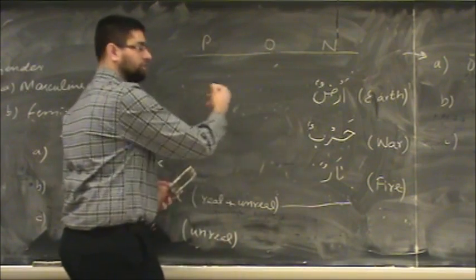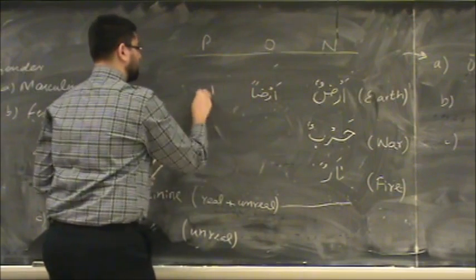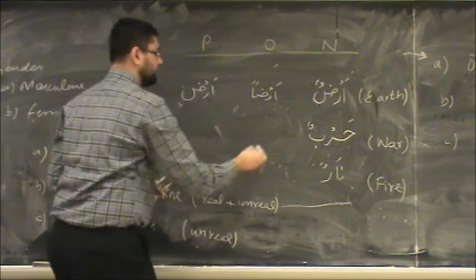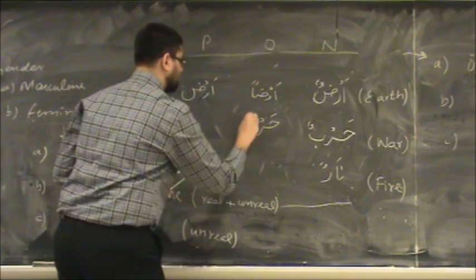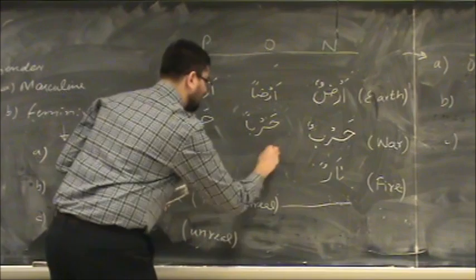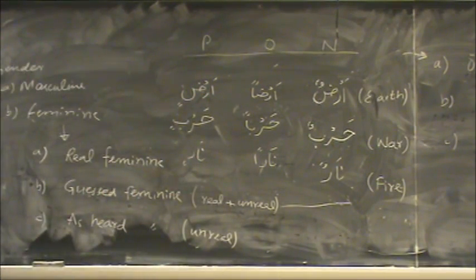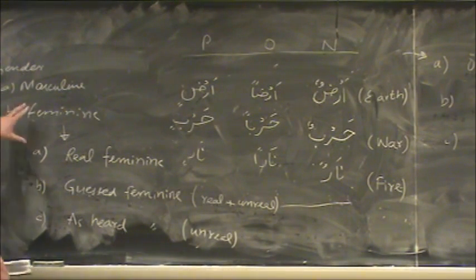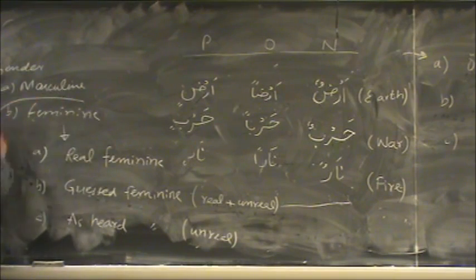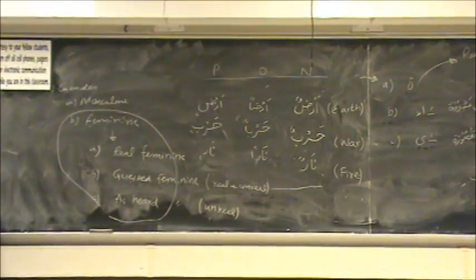So their case will change like this: Ardun, Ardan, Ardin. Harbun, Harban, Harbin. Narun, Naran, Narin. Now we have covered gender also. And whichever is not in this is masculine. So there are three types of feminine.